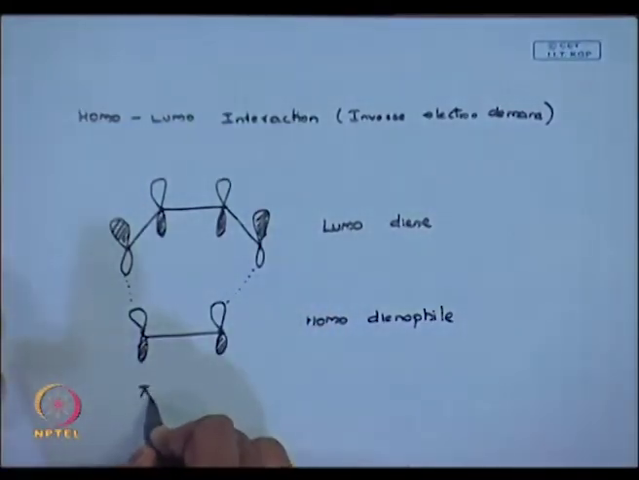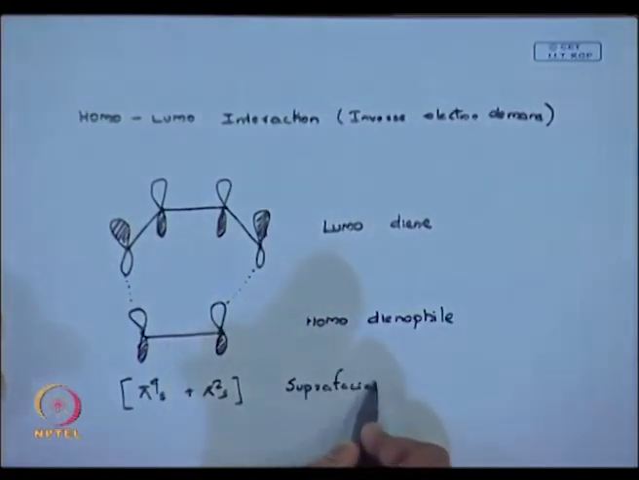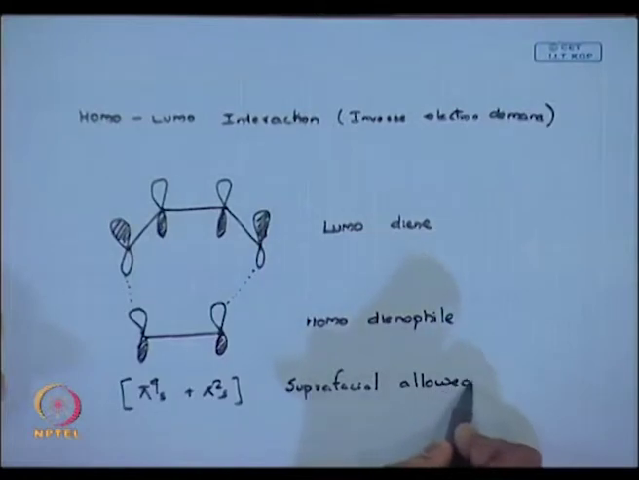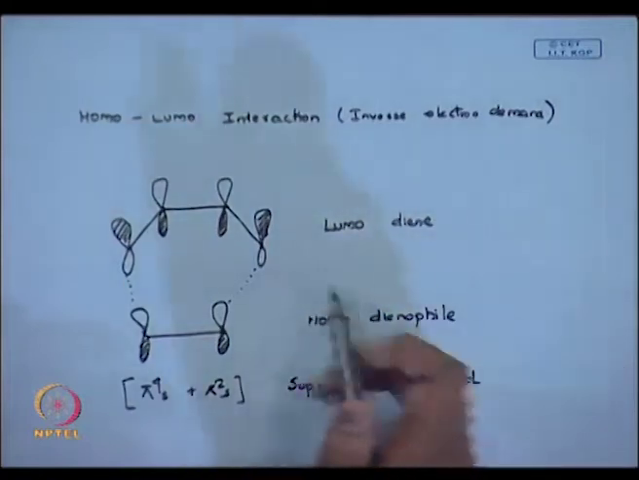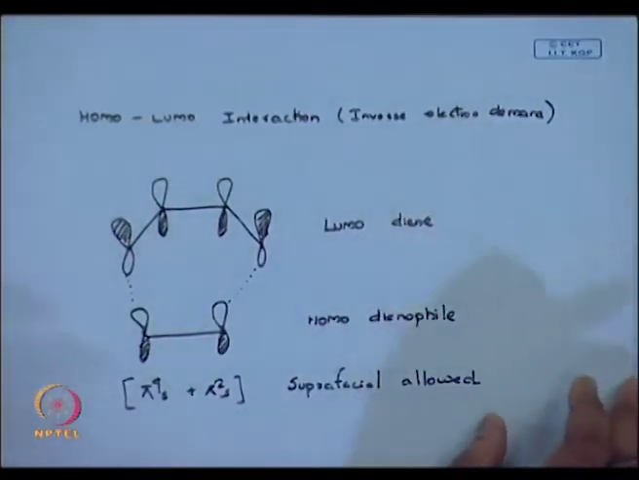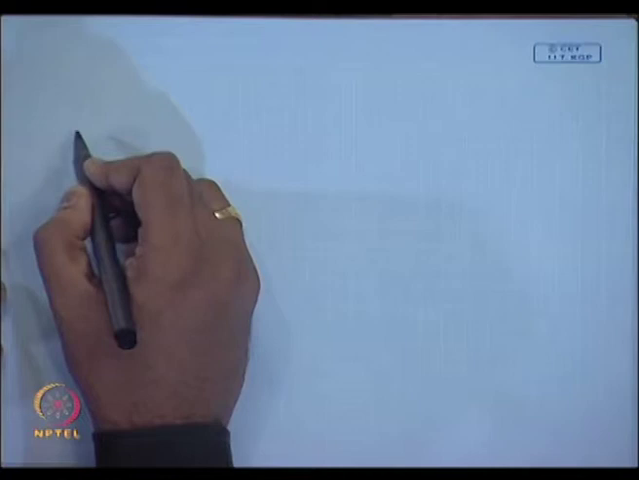You can again have a pi 4s plus pi 2s, so it is suprafacially allowed. What it says basically is that yes, the inverse electron demand reaction is energetically favored, and if you do it orbitally, it is also allowed. If you take the LUMO of the diene and HOMO of the dienophile, again it is suprafacially allowed, just similar to your earlier normal Diels-Alder reaction. So, we will see some quite interesting examples of inverse electron demand.